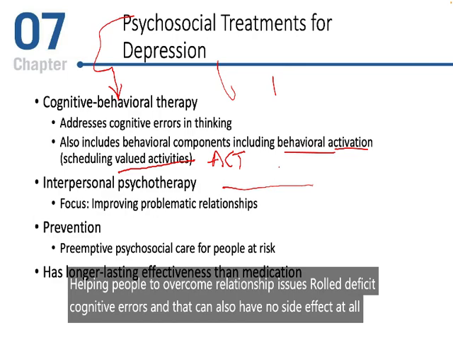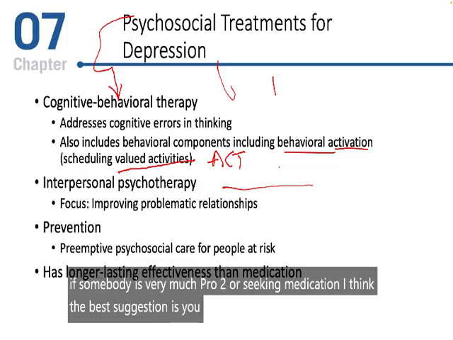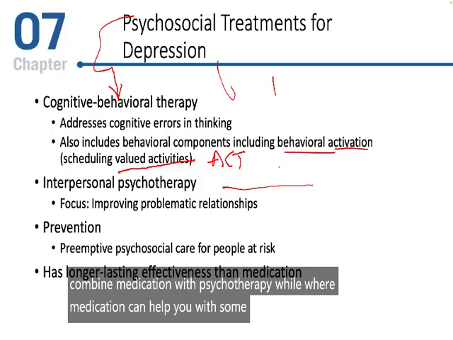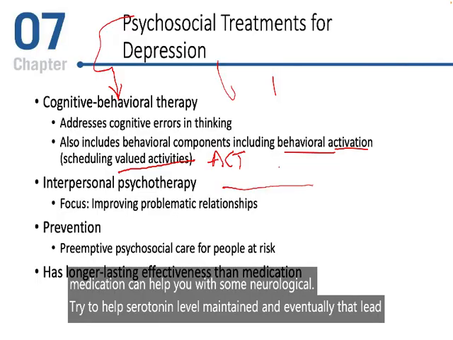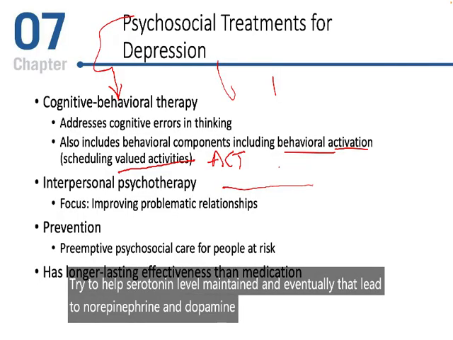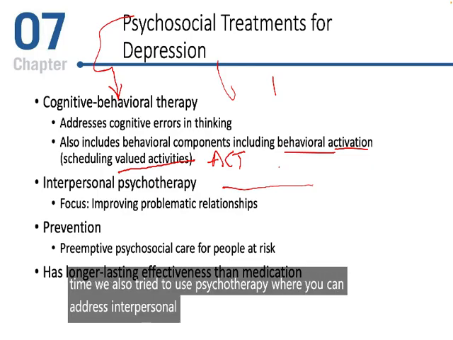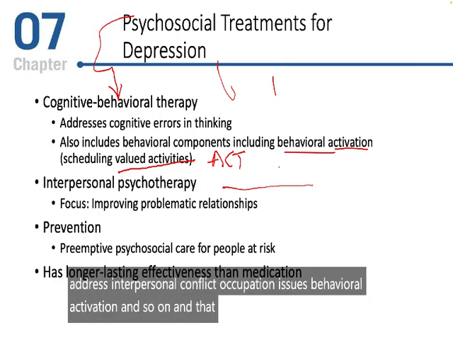So if somebody is very much pro or seeking medication, I think the best suggestion is you must combine. It's better to combine medication with psychotherapy, where medication can help you with some neurological alleviation. It tries to help serotonin level maintained, and eventually that leads to norepinephrine and dopamine regulated better. At the same time, you also try to use psychotherapy, where you can address interpersonal conflict, occupational issues, behavioral activation, and so on. And that could produce long-lasting effect.